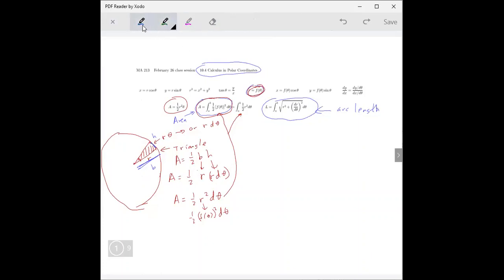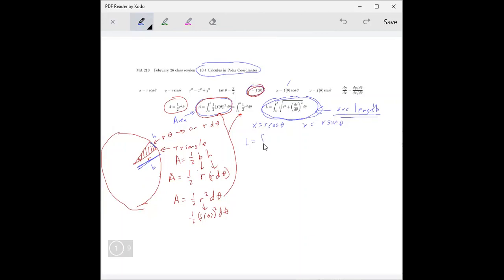So today we're just going to do this part right here, the arc length part. So there's this formula right here. Now, this is the formula for arc length right here. And the way that you think about this is think of x as being r cosine theta and y as being r sine theta. Think of those as parametric equations.